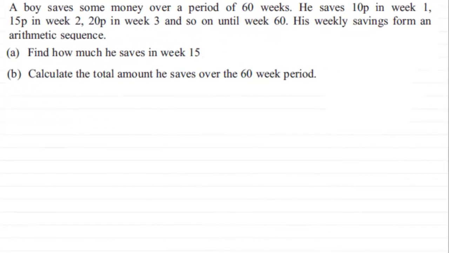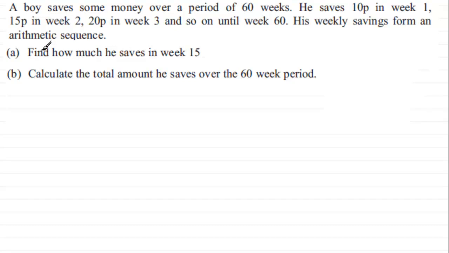Hi. Now we have here a question on arithmetic sequences, or some of you might think of these as arithmetic progressions or arithmetic series. Essentially, what we've got is a boy saves some money over a period of 60 weeks, and he saves 10p in week 1, 15p in week 2, 20p in week 3 and so on until week 60. And we're told his weekly savings form an arithmetic sequence.